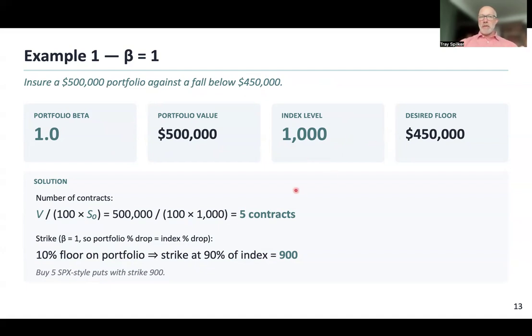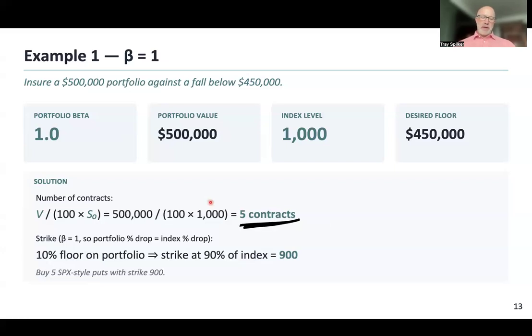In terms of calculating the number of contracts, again, it's just going to be the portfolio value, 500,000, divided by the total option contract value. So if the index level is 1,000 in this example, I'll annotate this here on my other screen for you. Our 1,000 here, that is our S0. And of course, the multiplier here is 100 times that. We end up needing to buy 5 put contracts in this example.